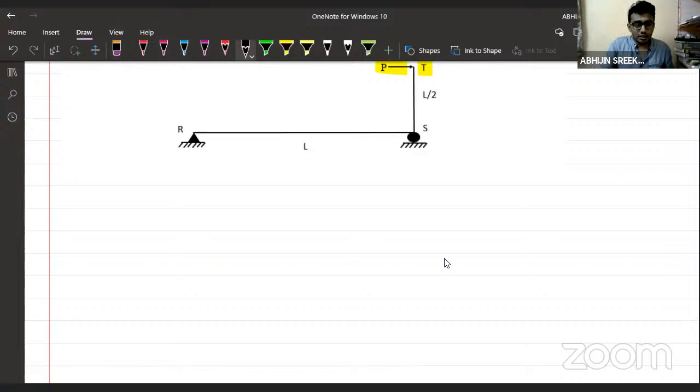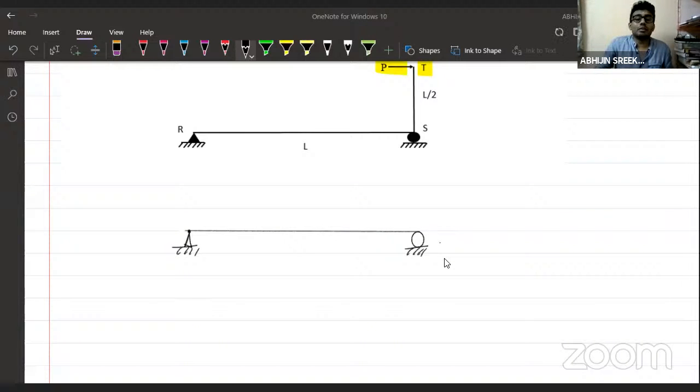So here I can redraw the beam somewhat like this. I can idealize the figure somewhat like this. This became a simply supported beam like this. What is the effect of this P load on this beam? Can anyone tell me what is the effect of that P load, that horizontal load acting at the point P? This is at a distance L/2 from the rigid joint S.